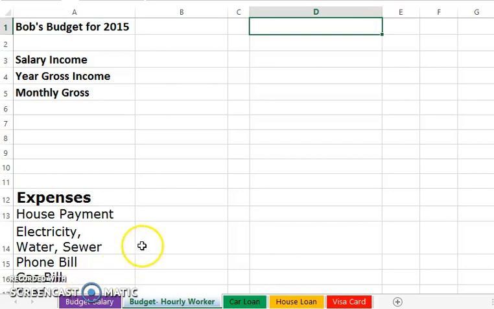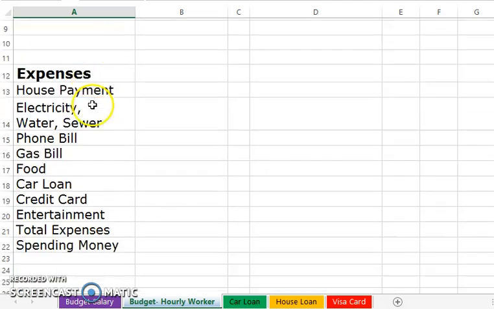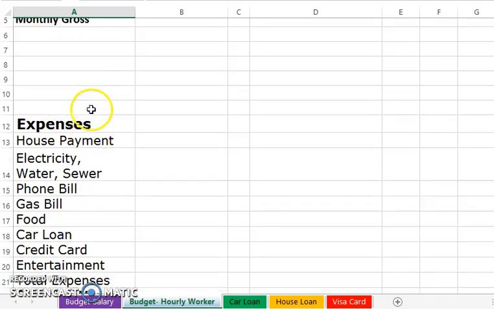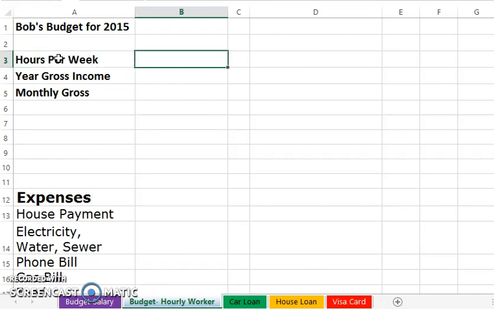Now I'm going to do my budget for my hourly worker. I'm just going to start from scratch. And this says salary, I'm going to delete this out. I copied some things from my salaried employee, but this person is going to have a fixed number of hours. So he's going to have hours per week, and that'll be 40 hours.